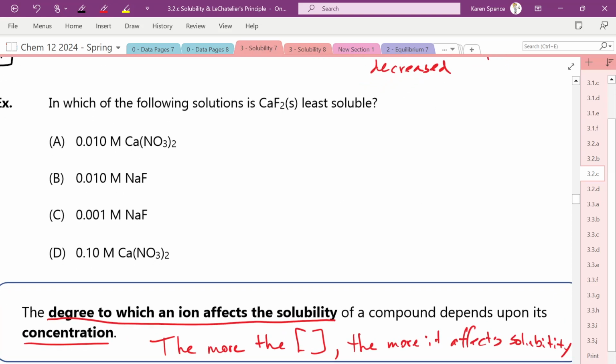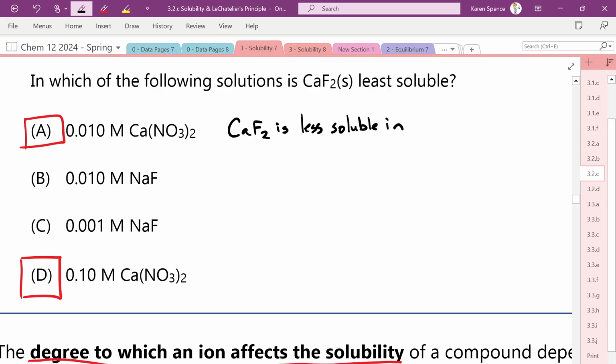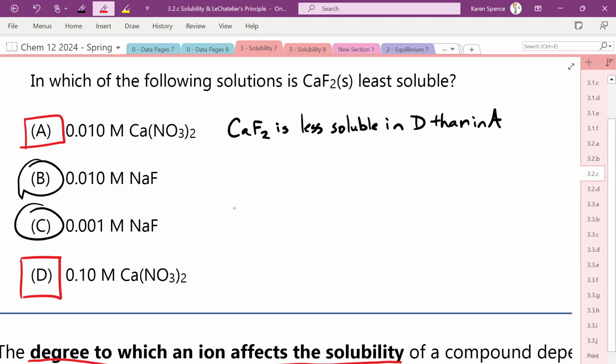Okay, so the only thing we can actually do in this question is say which of A and D would the solution be the least soluble? If we're just comparing A with D, CaF2 is less soluble in solution D than in A. We can also compare B and C. CaF2 is less soluble in B than in A. Are we okay with that?